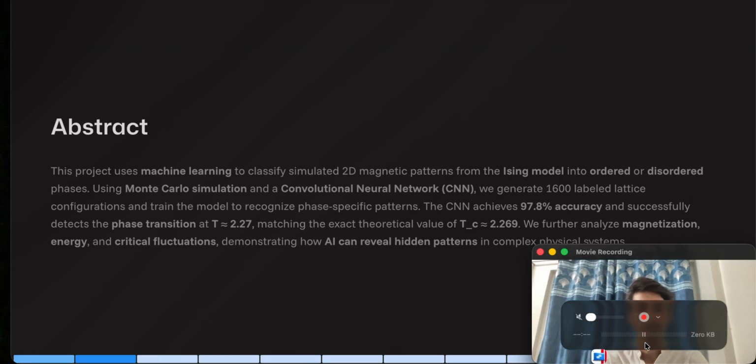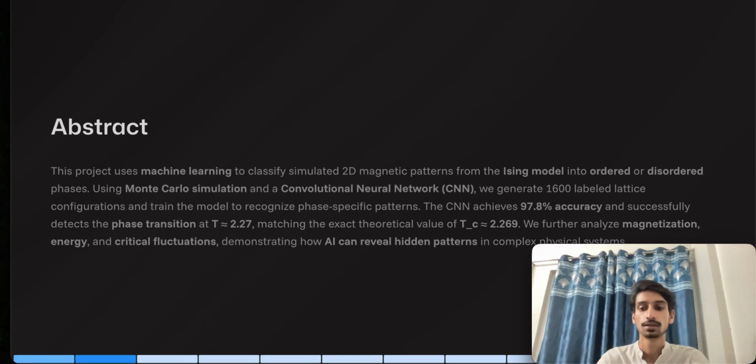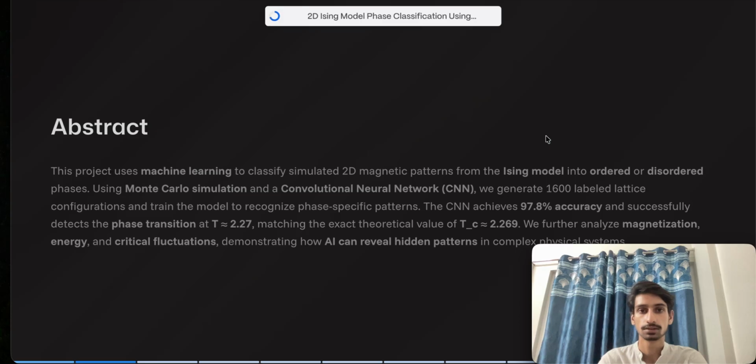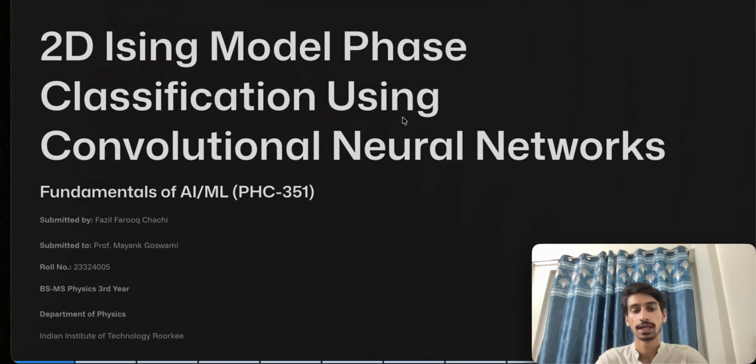Hi, this is Fazil Farooq from IIT Roorkee, and this is my project, 2D Ising model phase classification using CNN, under the course Fundamentals of AIML, submitted to Professor Mayank Goswami.